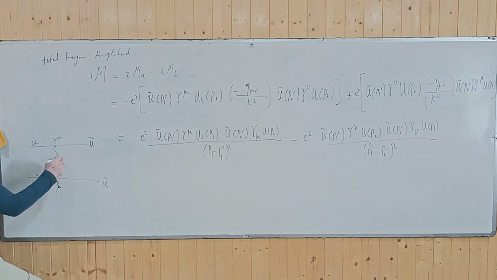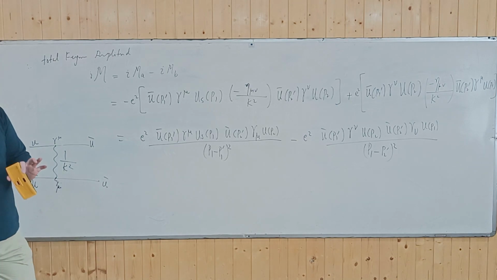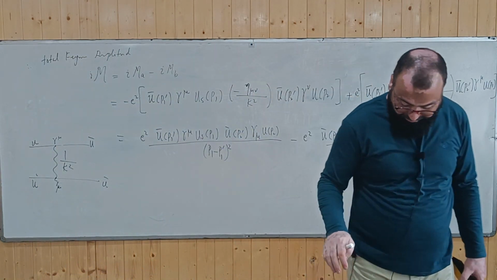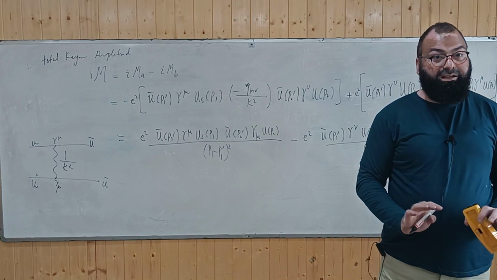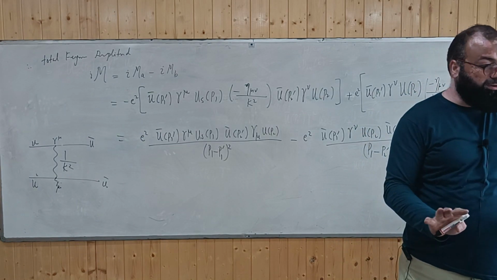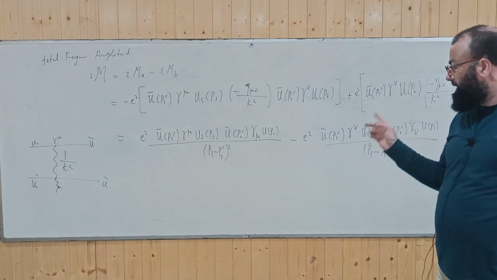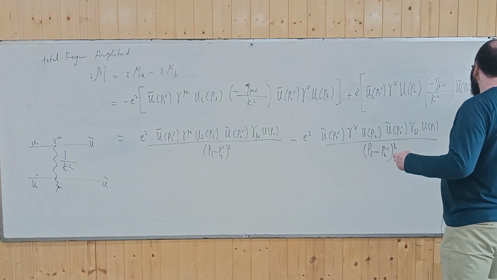So in between what you will put? Simply 1 by k square. And you have to figure out what k square is. K square is this momentum minus this momentum. So the same in the other diagram. Clear? Any question? You have followed how to do it? Okay. So now let's take another process.